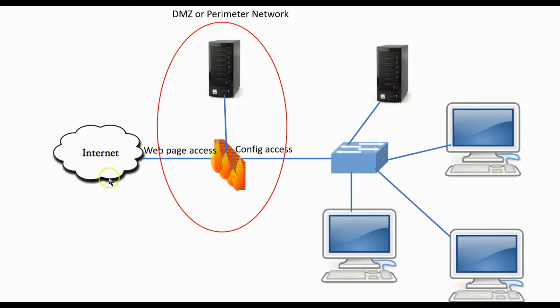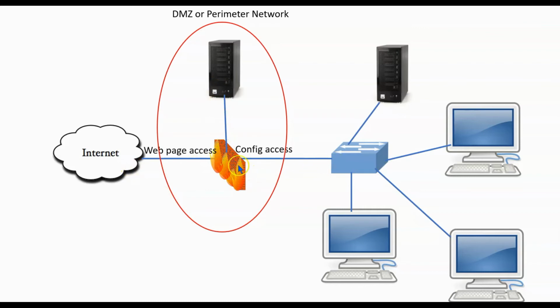And I want access from the outside to have, let's say that this is a web server, so they have web page access to this web server, but everything is blocked from there on in. So from the internet, there's no way to get to my private network over here. However, you can get to the web server.